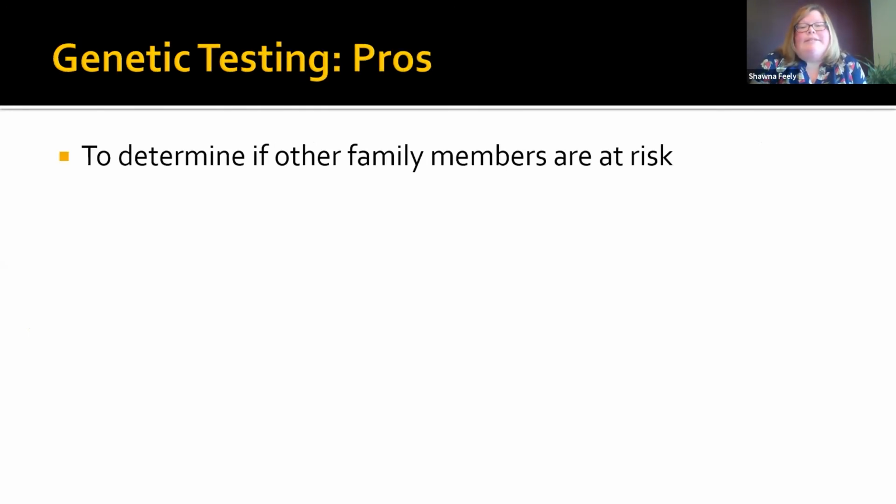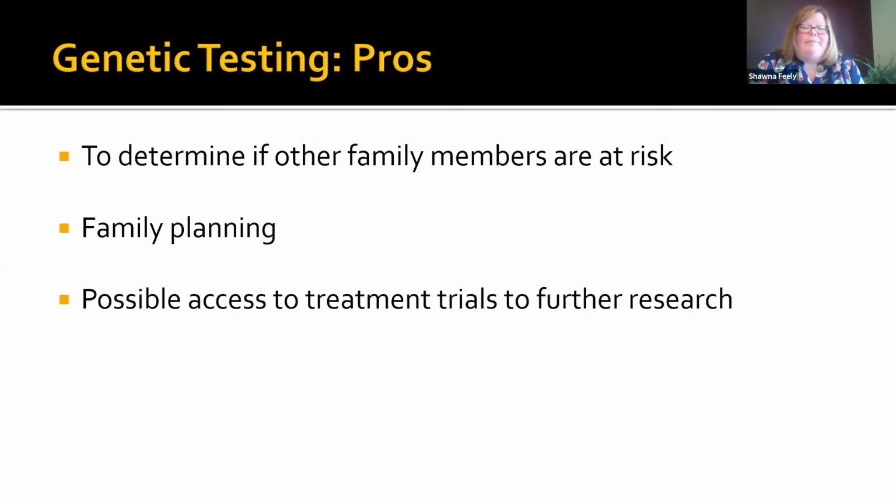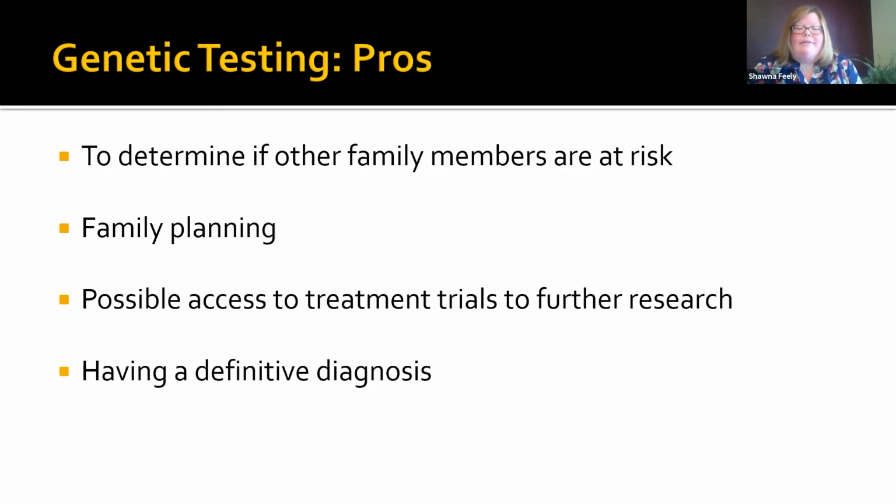So some of the reasons why someone might want to do genetic testing is to determine if other family members are at risk, to see if they can do family planning options to prevent passing it on, which is also a personal choice. They may want access to future clinical trials, and we've seen today just how much is going on in the clinical trials. And for now, at least, all those approaches are really type specific. So you kind of need to know the genetic cause in order to have access to that. And some people just want to have a definitive diagnosis.